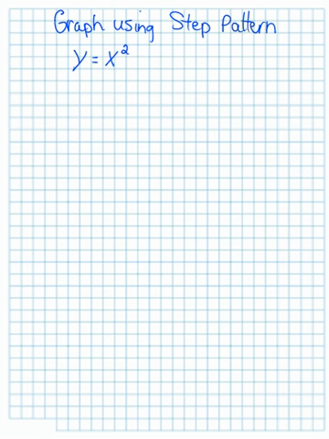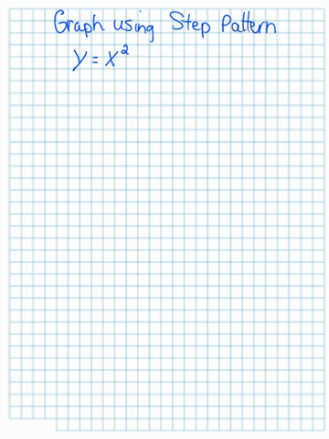Let's look at graphing a quadratic without using a table of values. So we're going to graph using step pattern. From earlier lessons, we know that our parent equation is y equals x squared.